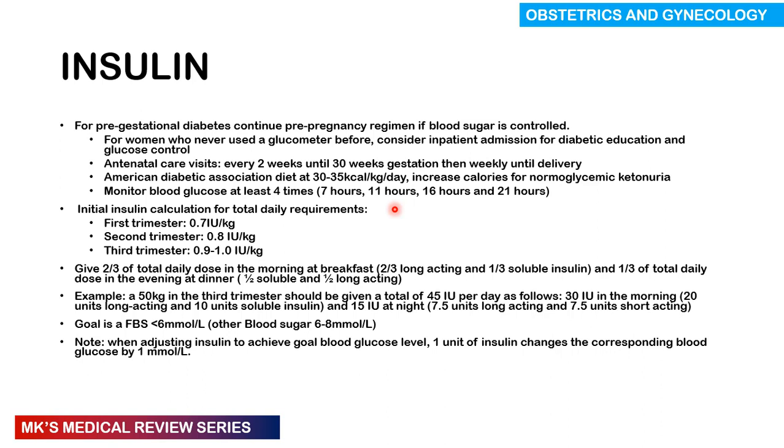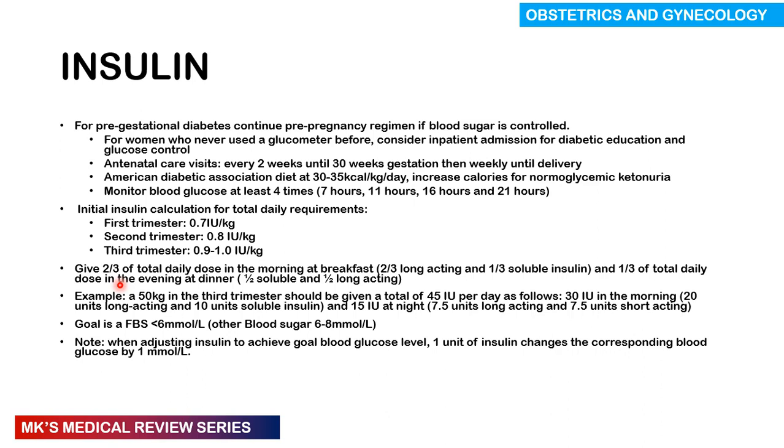And remember, the insulin requirements actually vary during different trimesters. In the first trimester it is about 0.7, in the second trimester 0.8, in the third trimester 0.9 to about 1 international units per kg. And after the person delivers, the requirements actually reduce by up to even 50%. So we calculate the total dose that the patient is going to be needing. Then we can divide it into 2 doses, the dose that you're going to give in the morning and the dose that you're going to be giving at night.